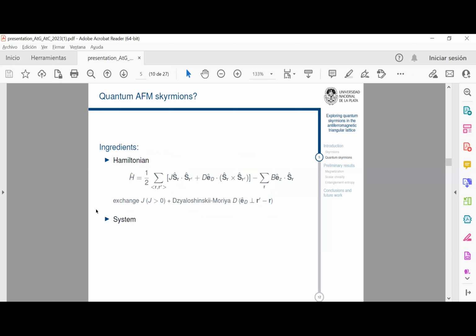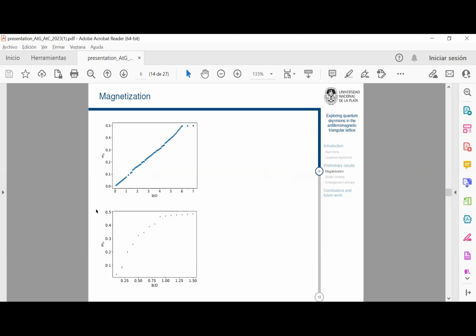Then the system specifically we're trying to study is a system of 12 times 12 spins, and we're trying to study them on a triangular lattice. And to study the quantum phases, what we did was to obtain the ground states of the system using the density matrix renormalization group. So I'm just going to show you briefly the results.